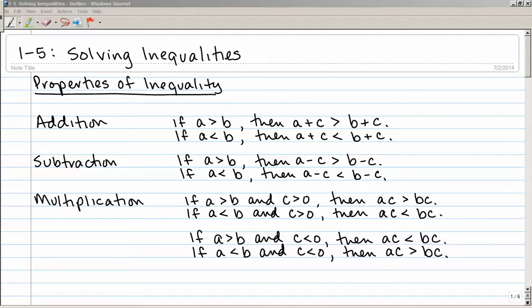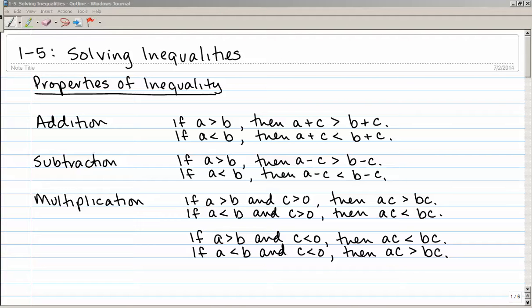The addition property says that if you have an inequality, and an inequality is A is greater than B or A is less than B, you can add the same thing on both sides of the inequality and it remains the same. So if A is greater than B, then A plus C is greater than B plus C. Same thing for less than. Subtraction is very similar. So you can subtract the same thing on both sides. So if A is greater than B, then A minus C is greater than B minus C. Subtracting C on both sides.